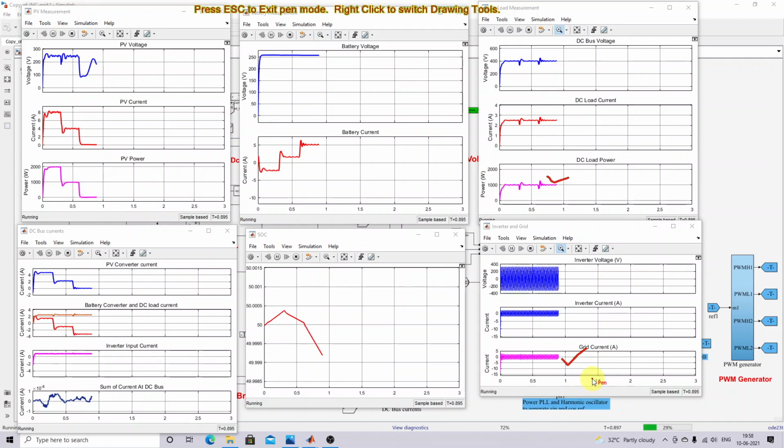Next you have to see the changes after 0.9, right? After 0.9, what happened? The irradiation changed from 10 watts per meter square to 500 watts per meter square. So we will check the response. So what happened with this system?